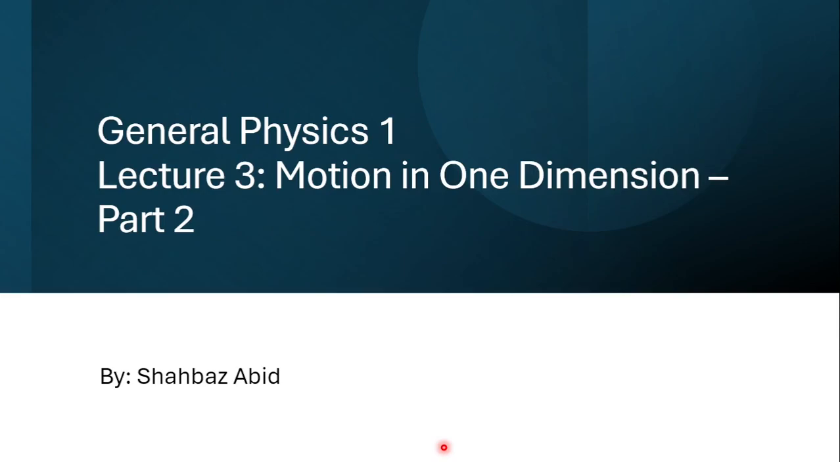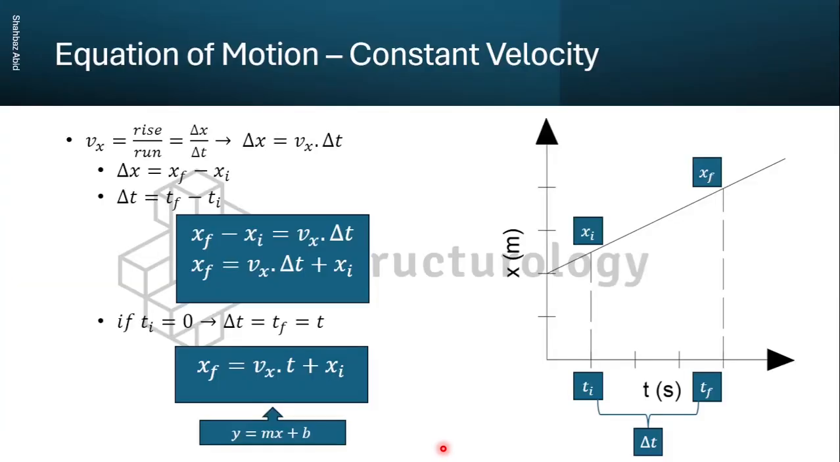In this lecture, I'm going to continue my discussion on motion in one dimension. As we discussed in the previous lecture, when we have a constant velocity, the position versus time graph is going to be a linear graph. So let us derive an equation of motion whenever we have a constant velocity, and that equation can be used in any question which has a constant velocity criteria given to us.